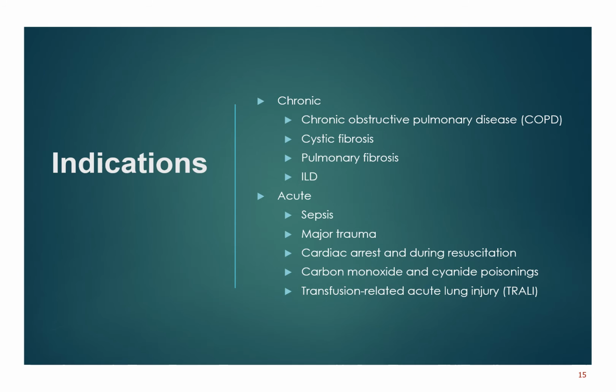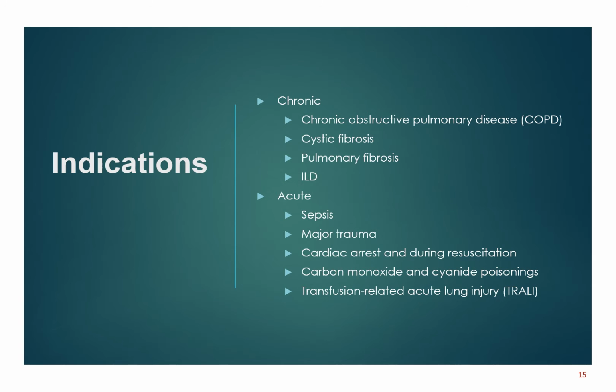Also, patients with cystic fibrosis. Cystic fibrosis patients, especially end stage, have pulmonary disorders and bacterial infections, and as a result, they need oxygen therapy to get through that. Also, patients with pulmonary fibrosis, because of the scarring of the lung, need oxygen therapy. ILD, that's another form of fibrosis, which again needs oxygen therapy. That's the chronic side.